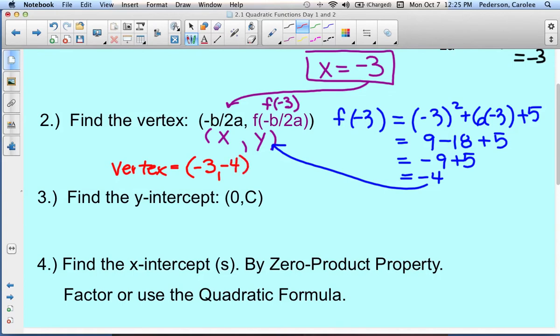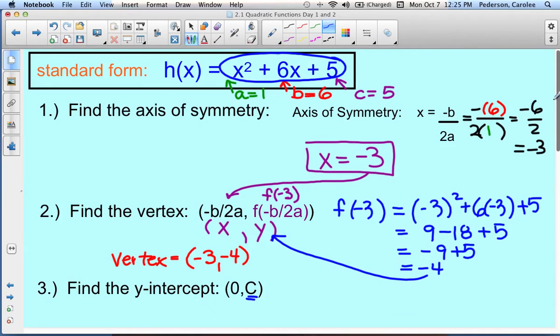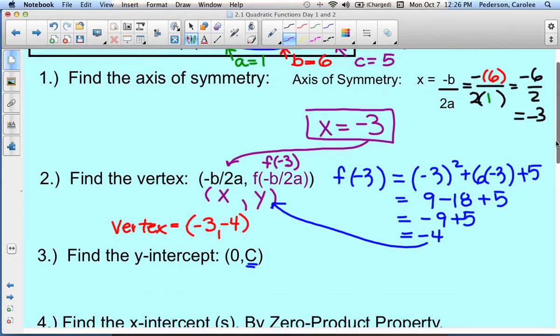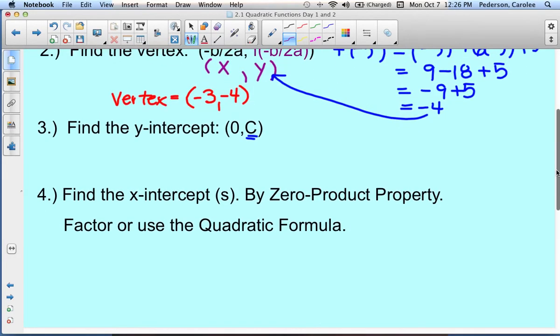Now step 3 is to find the y-intercept, where it crosses on the y-axis. So to find that, we're going to look for the constant. What is the constant in the equation, the c value? So let's go back up here. Our c value is 5. So this is our y-intercept. So our ordered pair is over 0, up 5.